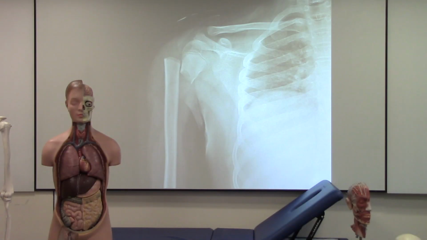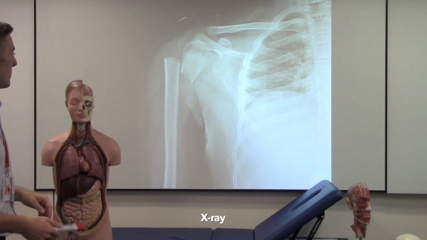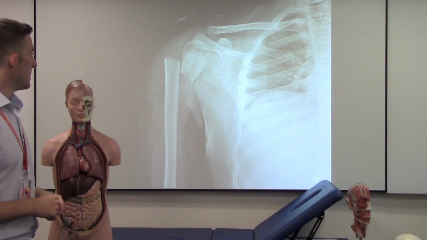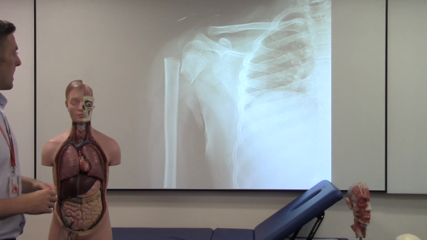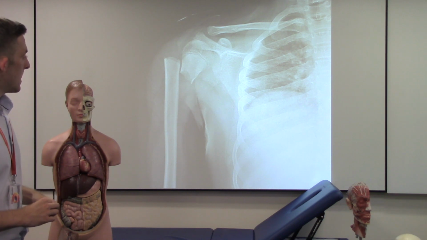Now I'm going to look at some different modalities of imaging. So you'll come across a few imaging methods this year. This is an X-ray, and we see we've had a fracture across the humerus, and it's in an anterior-posterior direction.